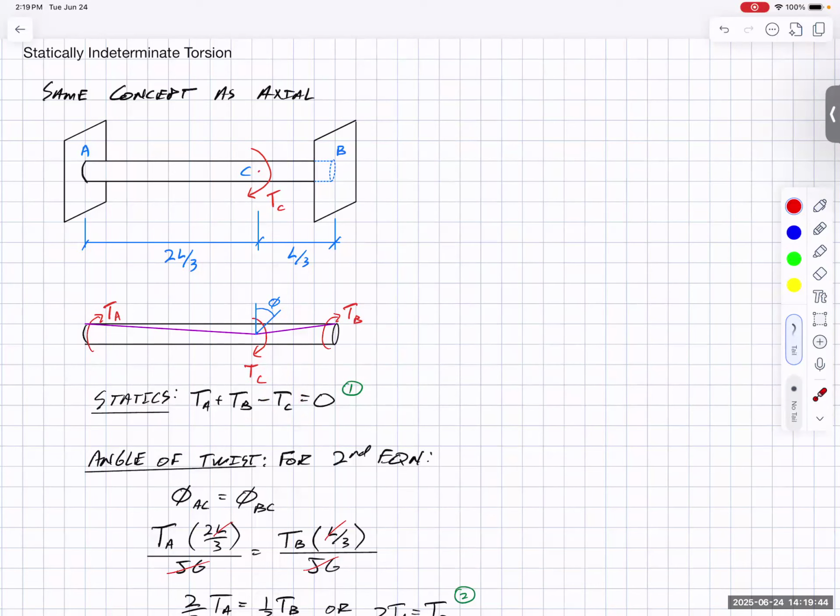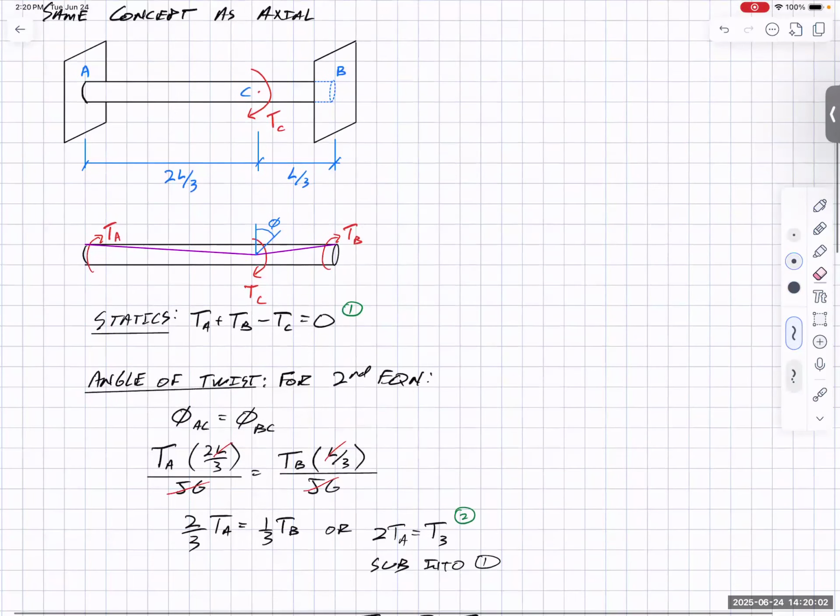So I have an angle of twist from A to C, and I have an angle of twist between B and C. Well, that angle of twist has to be the same because this material doesn't separate. So this distance rotated has to be the same on either side. So that's what we're using for our next equation: the angle of twist between AC has to be equal to BC. Well, we learned last time our angle of twist is TL over JG.